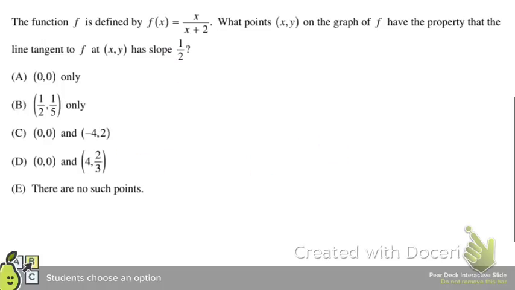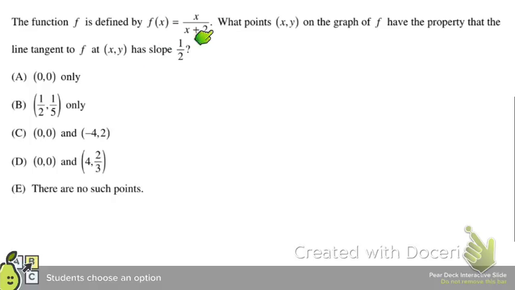The next question says the function f is defined by f of x equals x over x plus 2. What points on the graph of f have the property that the line tangent to f at (x, y) has a slope of 1/2? Now, quite a few people attempted this as the problem that they wanted to do on the quiz, and some people were able to get it, some got half right, and some didn't quite make it. So I want to talk about it in detail.